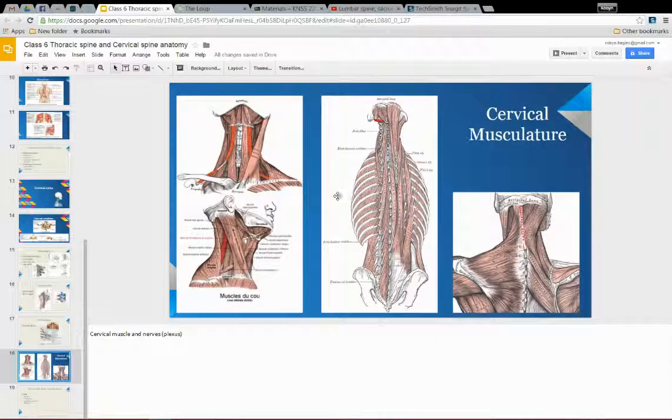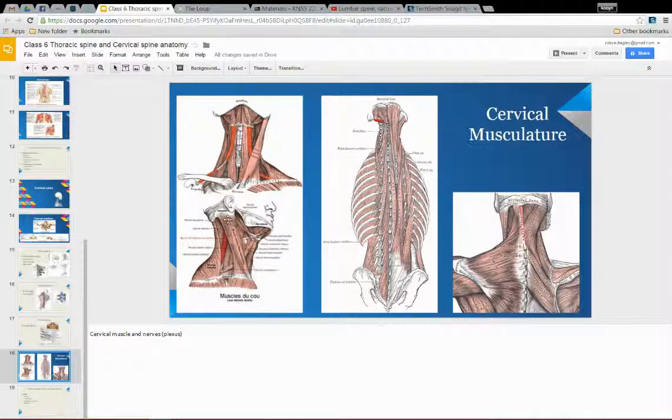Cervical musculature. We've seen most of this before. We have the trapezius muscle, which is the big muscle covering the back. Levator scapulae, which is going to come up the side. Our deep muscles of the back of the neck are in the middle picture here. And then we have the front of the neck here.